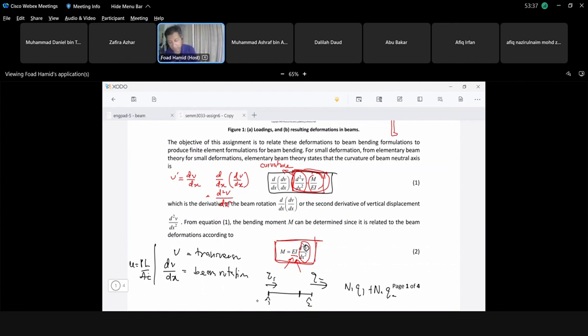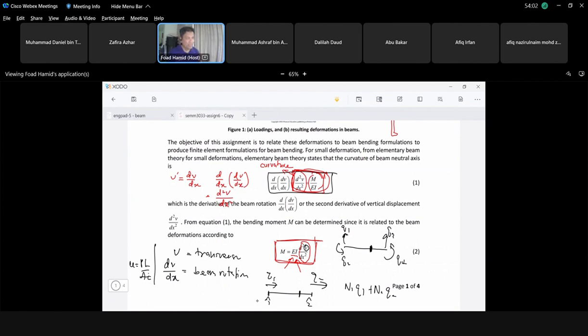Okay, and the same thing with the beam element. We have Q1, which is the transverse element, we have Q2, Q3, and Q4. And the question is, what is the transverse displacement at this location and the rotation at this location? So we need a shape function, right? We need a shape function.